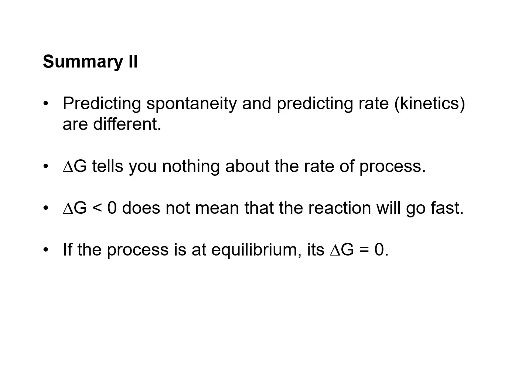And the second summary is that predicting spontaneity is different from predicting the rate or kinetics. Delta G only tells you the spontaneity of the reaction, but not the rate of the process. And it has to be negative for a spontaneous reaction. At equilibrium, delta G is going to be 0.